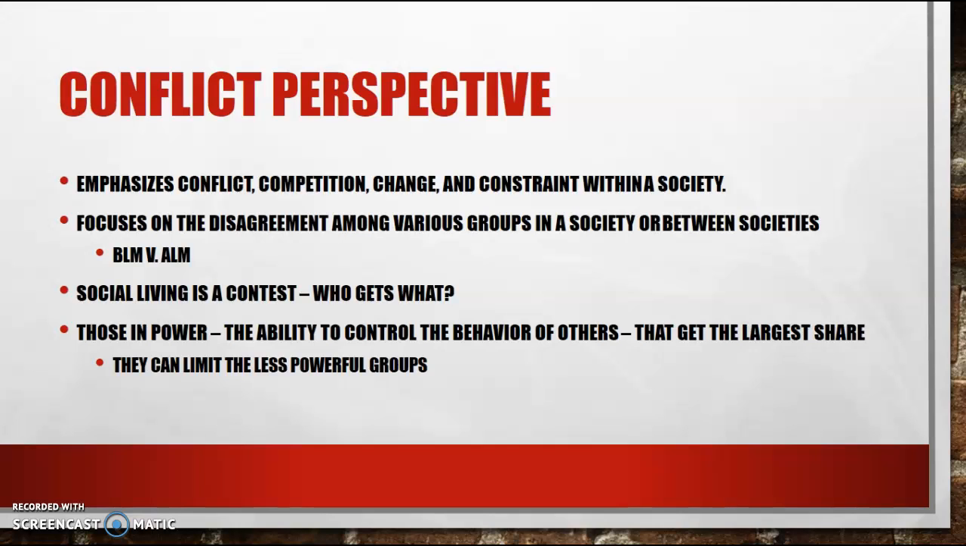Those who are in power, they control the behavior of others. All right, and they get the largest share. Those in power get the largest share because they do control the behavior. They can limit the less powerful groups. They can set ceilings on them. There's a term called the glass ceiling, and we say that some women, or women in general, have a glass ceiling of how high they can climb within our society. And some people disagree with that, but it is a proven fact that there are some limits that people enact or get into, that they don't have the same amount of ability as those above them.